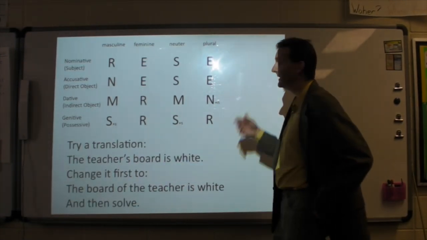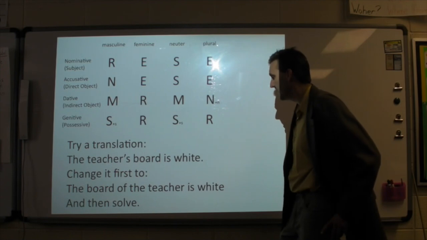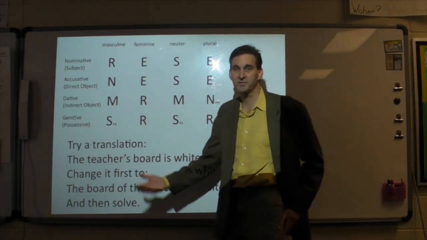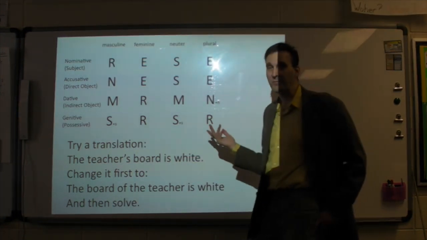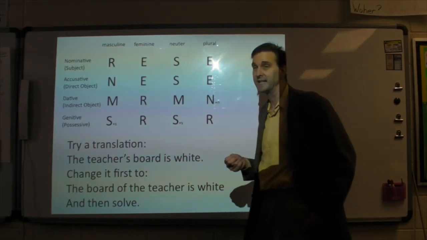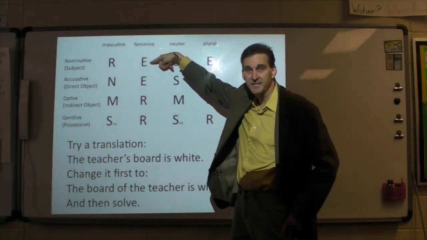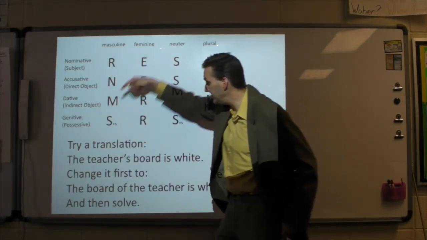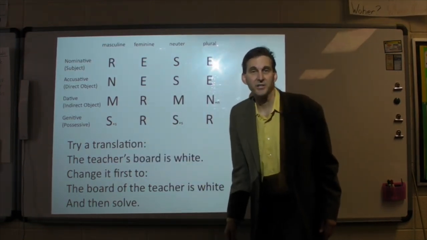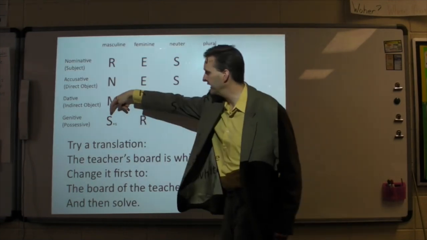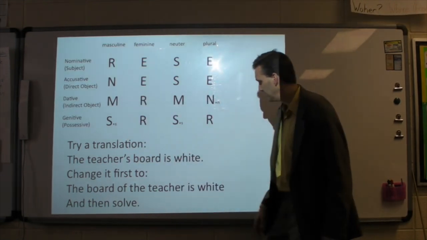The teacher's board is white. Okay? Remember, you have to change it to the board of the teacher is white. Okay? Then we'll solve for that. So the board of the teacher. Well, board, okay, you might remember from an earlier lesson is Tafel, and you might remember that that's actually feminine. Okay? So feminine, it's the subject. We've got this E right here. So, die Tafel of the teacher. Well, let's assume it's a male teacher, okay? If it's a male teacher that's possessing it, we're going to need this S and then the other S. So, des Lehrers ist weiß.